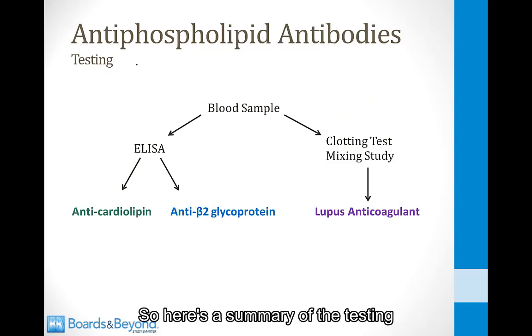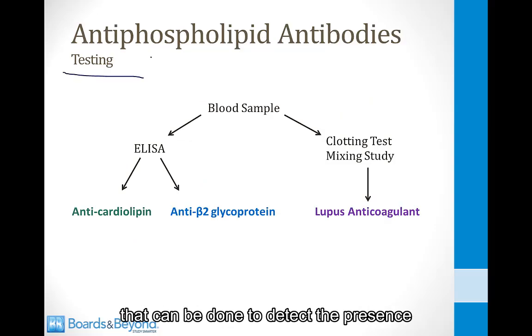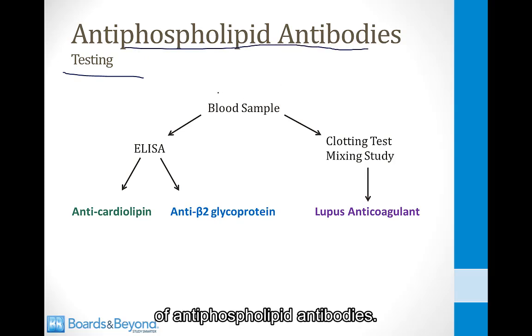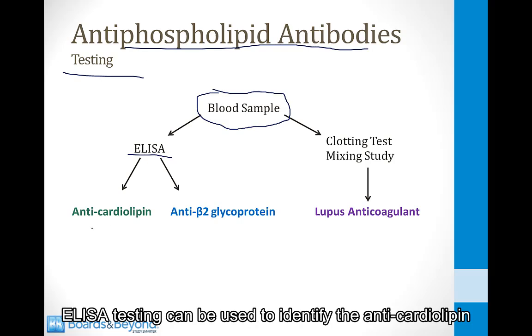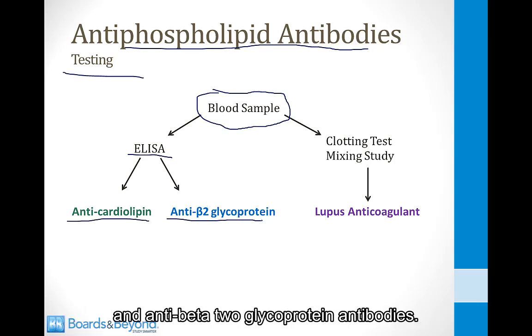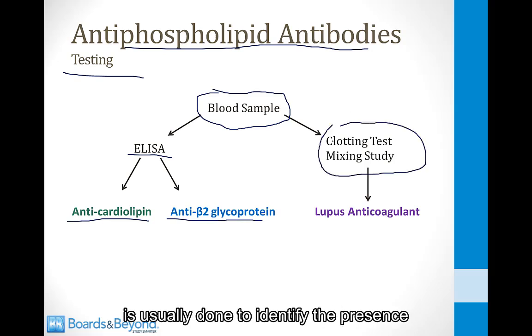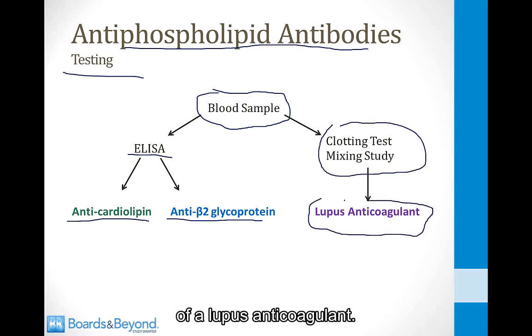So here's a summary of the testing that can be done to detect the presence of antiphospholipid antibodies. It all begins with a blood sample. ELISA testing can be used to identify the anticardiolipin and anti-beta-2 glycoprotein antibodies. Then a clotting test and a mixing study is usually done to identify the presence of a lupus anticoagulant.